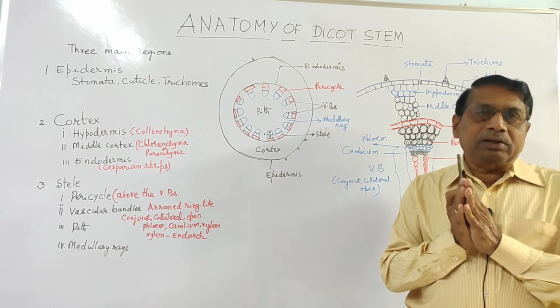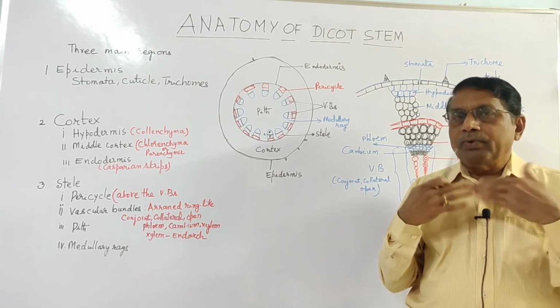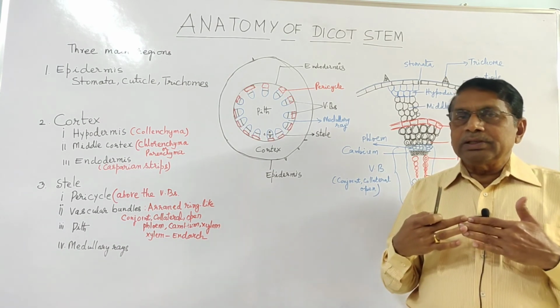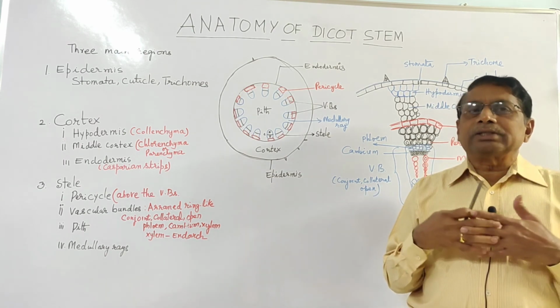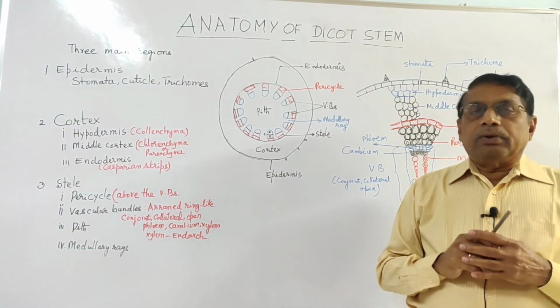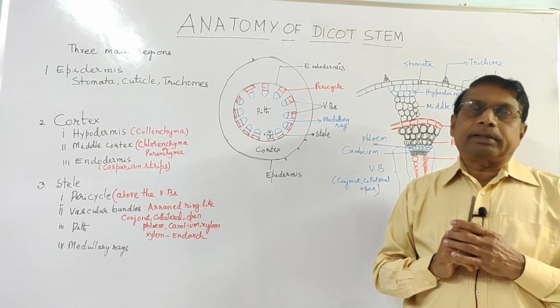In most of the dicot stems, secondary growth takes place because they are perennials, growing for many years. Then the shoot system, root system increases. In order to cope with the growth, the secondary growth takes place. So this understanding is very important. It is also important for practicals.